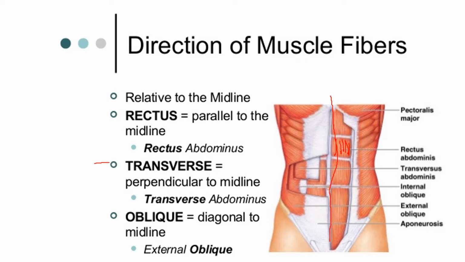Transverse is perpendicular. If this is parallel, remember back to your math class, then this is perpendicular. So with the midline, the rectus muscles go north to south, and then the transverse muscles go east to west, perpendicular. And the obliques are going to be traveling more in a diagonal fashion. Let's look at the internal obliques here. It's kind of hard to see the arrow though.